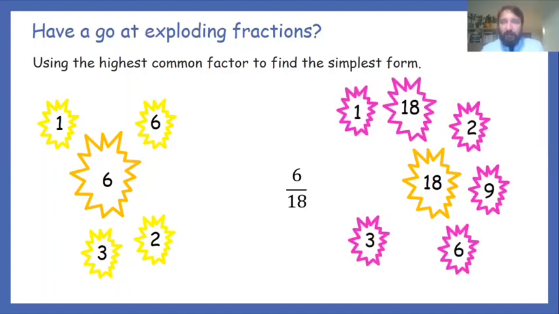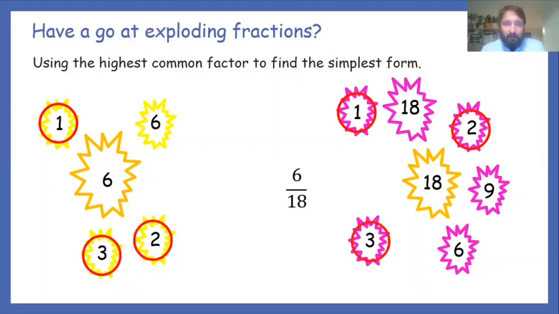So we have 1 times 18 would give us 18. We have 2 times 9, which would give us 18. We have 3 times 6, which gives us 18 as well. Now let's have a quick look. So obviously both numbers will have 1. Okay, both numbers have 2, both numbers have 3, and here we go. The highest common factor within both of these numbers is number 6.